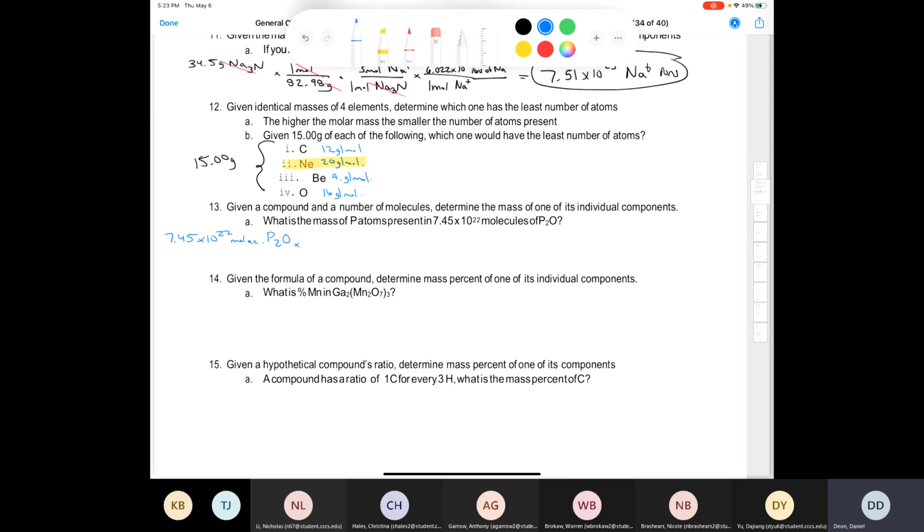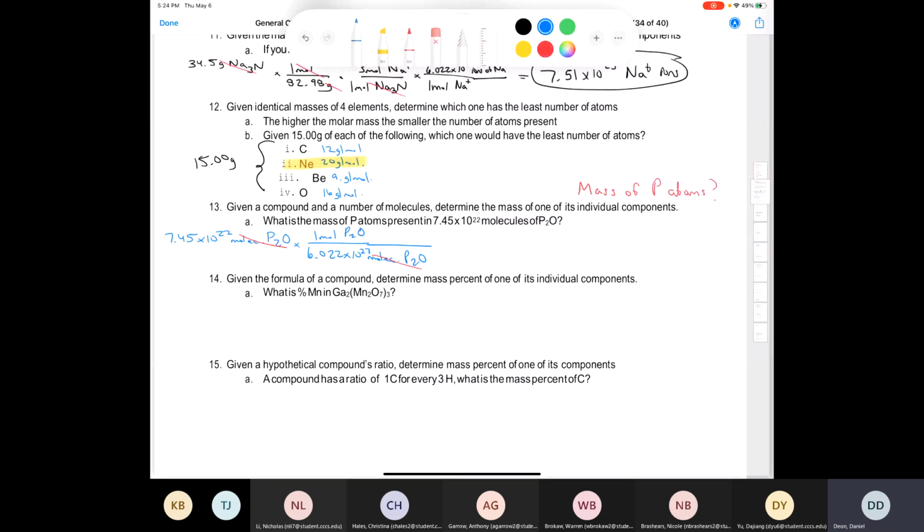But we know that in 1 mole of P2O, we have 6.022 times 10 to the 23rd power molecules of P2O. If we were to stop right here, all we've done is cancel out molecules of P2O, and we would have the number of moles of P2O. But remember, we're trying to figure out the mass of the phosphorus atoms. So we want that in grams.